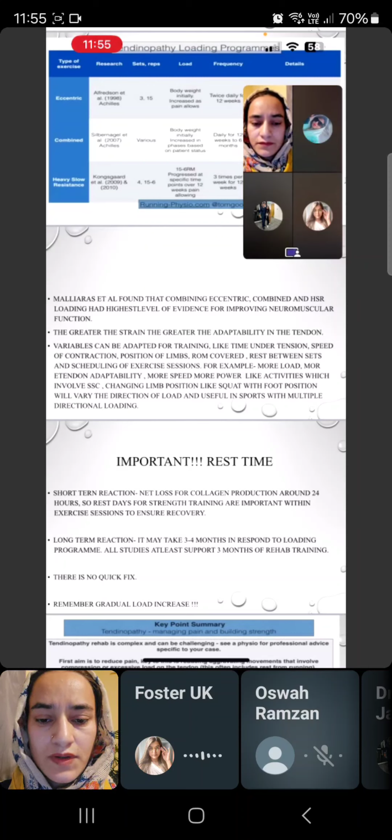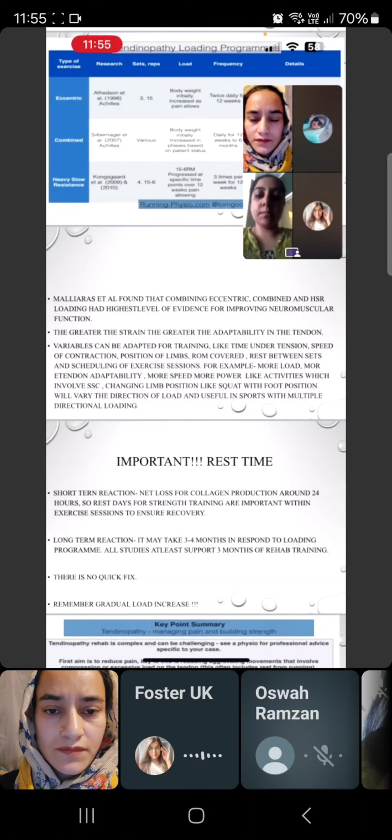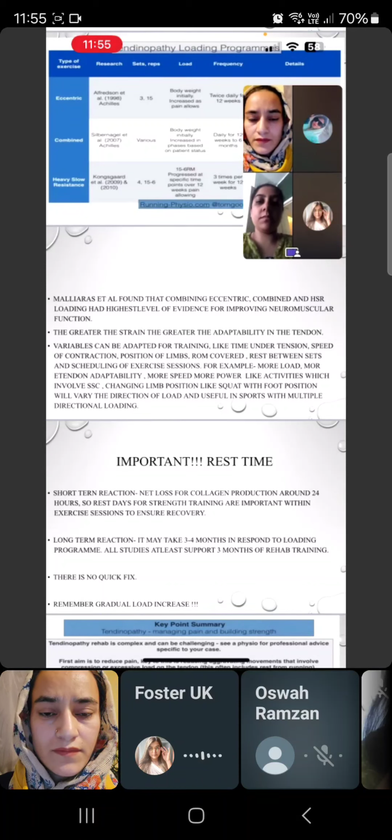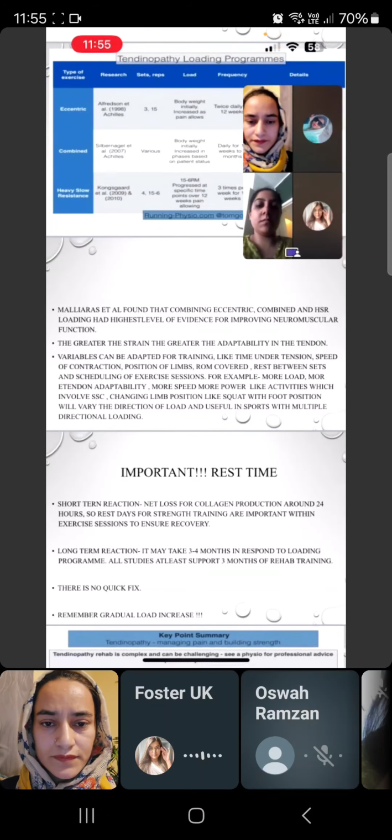Okay. So in sports, this kind of change of direction and load is useful in sports with multiple directional loading. So now you're working multi-directional tensile loading and compression loading of your tendons. Makes sense so far? Any questions?